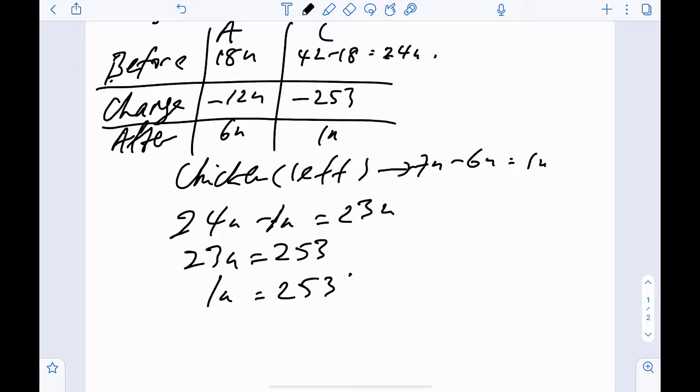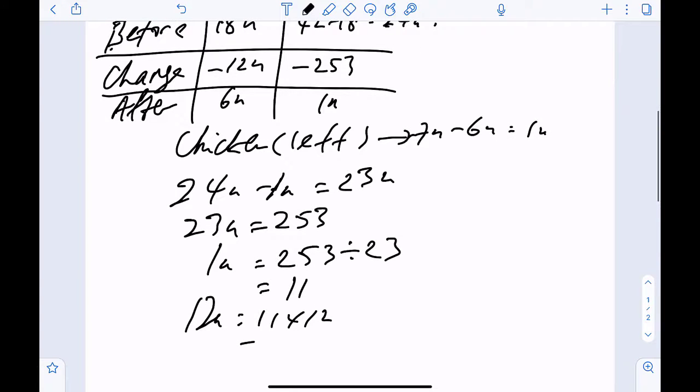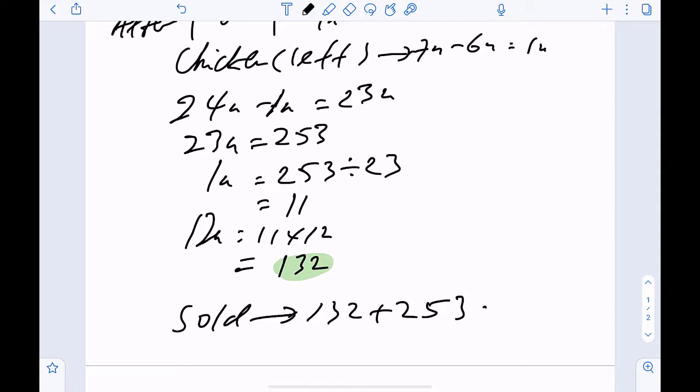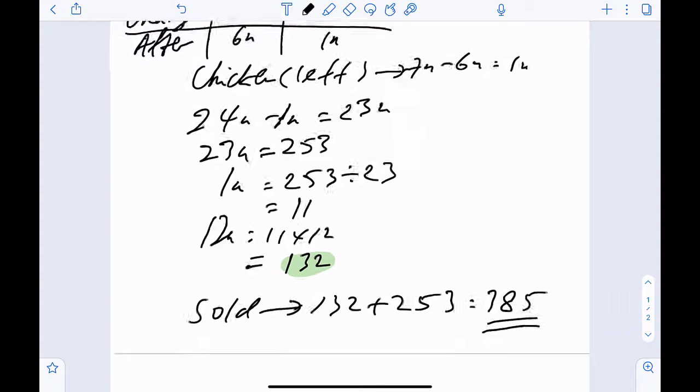1 unit is 253 divided by 23, 11 pies. And how many pies were sold? 253 for the chicken, 12 units for the apple. Let's see what's 12 units. 11 times 12, 132 in total. 253 plus 132 were sold. Answer, 385 pies that were being sold.